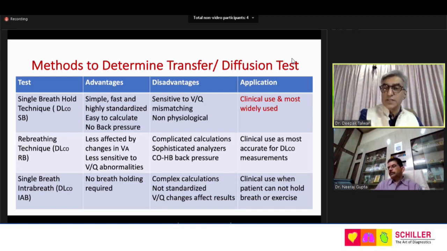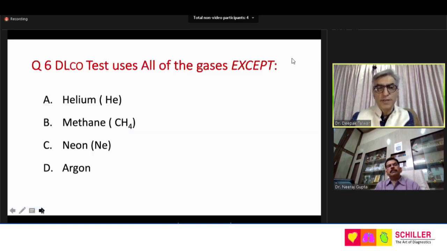But these test results cannot be compared to the single breath test results. So obviously, the same test results over a period of time need to be compared as well as interpreted vis-a-vis the change which is happening there. Most commonly used clinically is the single breath hold test.